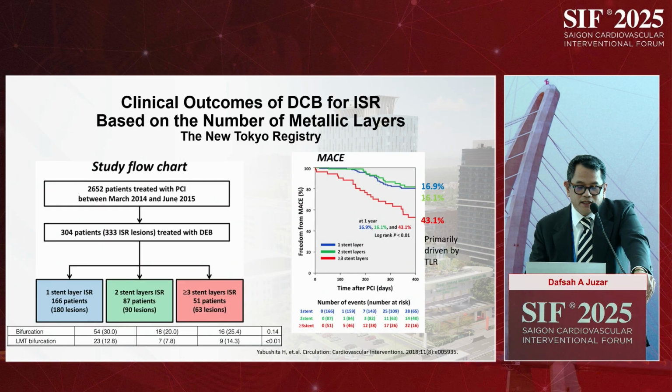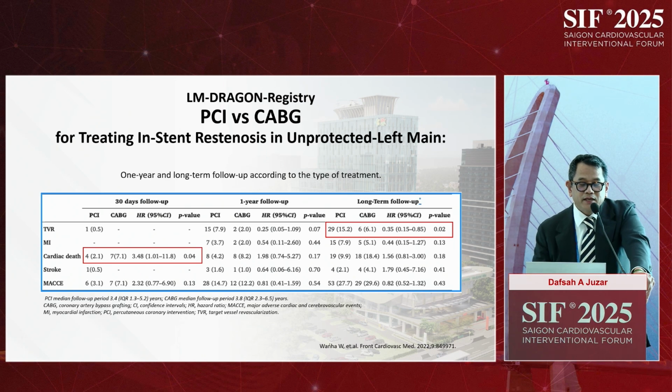And for clinical outcomes, based on the number of layers of metallic stent, you can see if it's only the first time, I think the DCB will do as well as the second, for the 2-layer stent. But when it comes to 3 layers, I think you should reconsider it because the restenosis is really high. It's almost 43%. And then if you compare with the other alternative, of course, CABG.